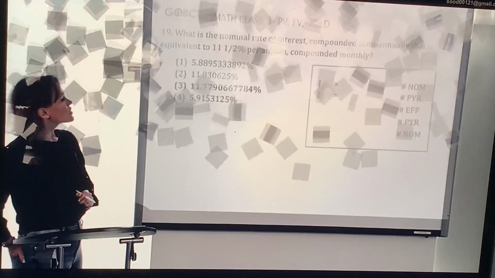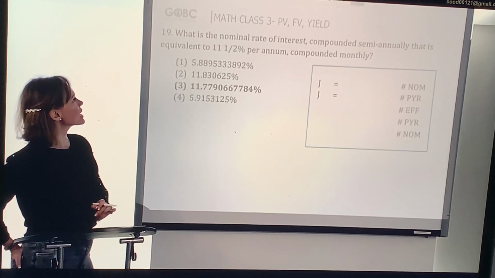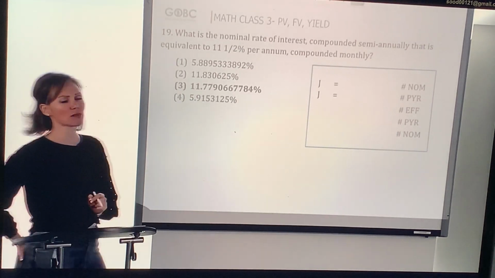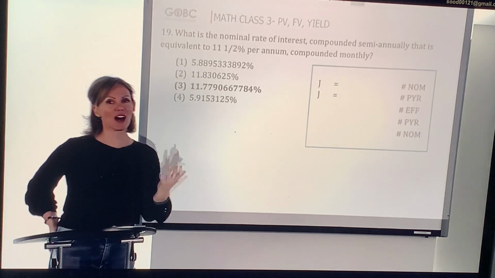Not bad. So let's look at the next one. What is the nominal rate of interest compounded semi-annually that is equivalent to 11.5 per annum compounded monthly? And this is such an easy question, but a lot of people get confused because they don't know what they have and what they're looking for.